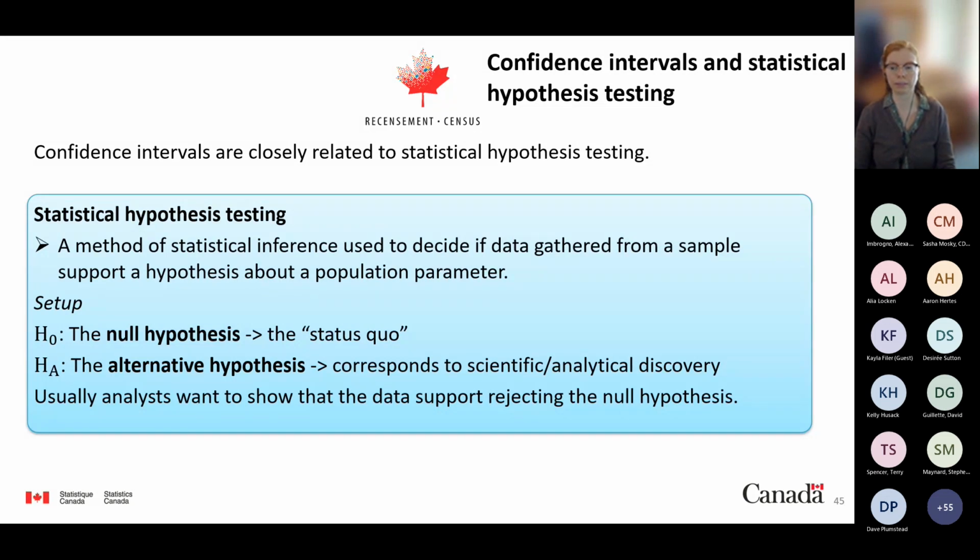And the general setup is that we start with two hypotheses about a population parameter. The first hypothesis is denoted H0, and it's called the null hypothesis. We think of this as a default or a status quo hypothesis. And the other hypothesis is the alternative hypothesis, which is a statement that can be thought of as a scientific or an analytical discovery. So usually analysts want to show that the data support rejecting the null hypothesis because this amounts to making a new discovery from the data.